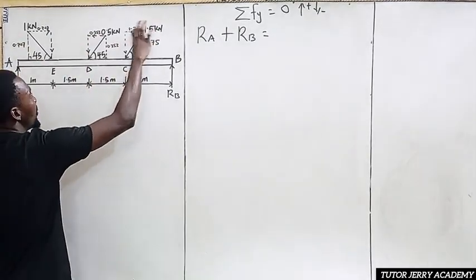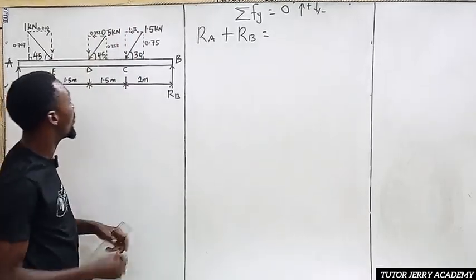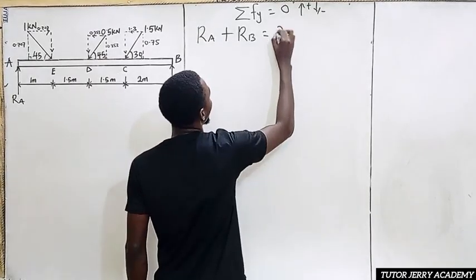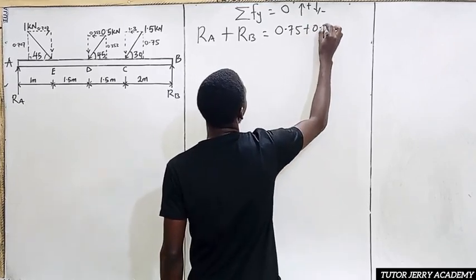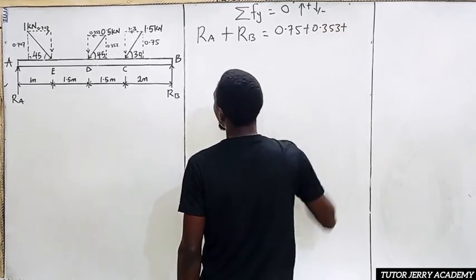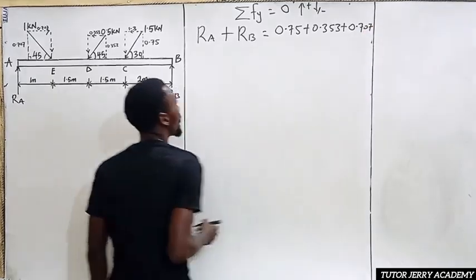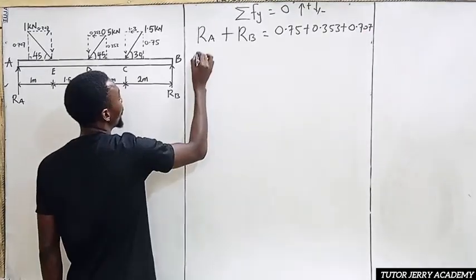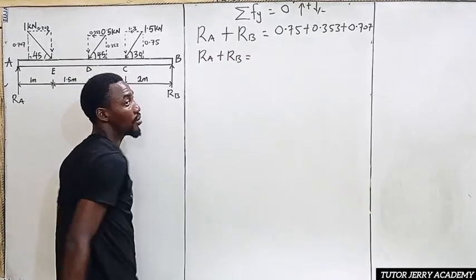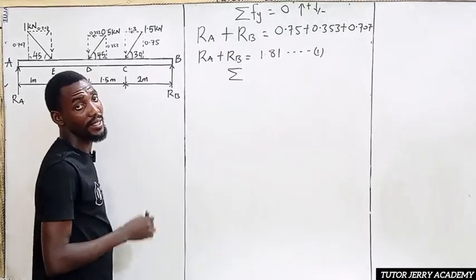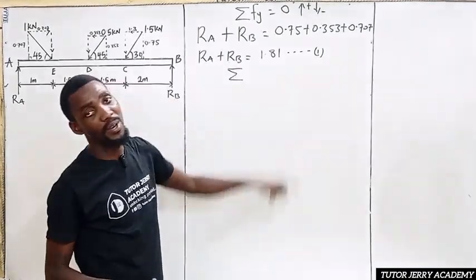And don't forget, this side is equal to this side. So RA plus RB is equal to 0.75 plus 0.353 plus 0.707. If we sum all of these together, we are going to have 1.81.